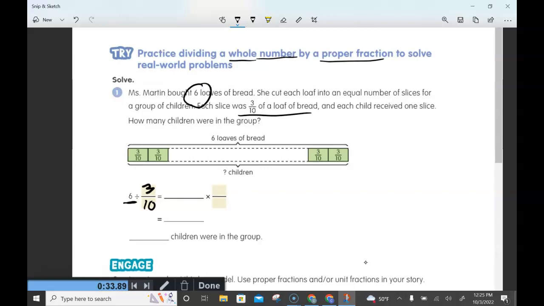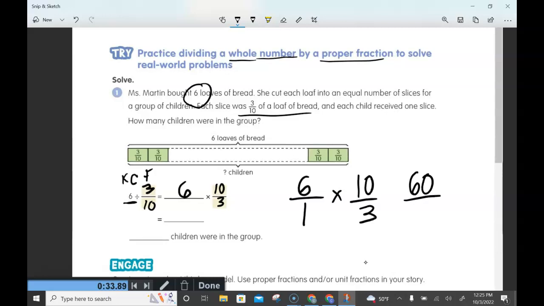So now what you need to do, we need to think about taking 6 divided by 3/10 and what that's going to do. If you remember, we're going to keep, we're going to change, we're going to flip. So we're going to keep our 6 the same. Flip 3/10 to 10 over 3. All right, so I'll even do it off to the side now. So it's going to be 6 over 1 times 10 over 3. Okay, so what we do now, we just multiply 6 times 10 is 60. 1 times 3 is 3. So that's going to give us 20. So how many children were in the group? We can see that there were 20 children in the group.